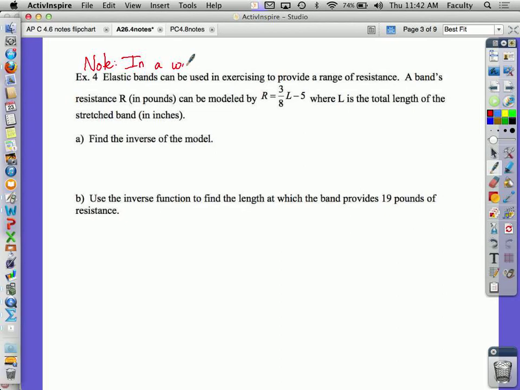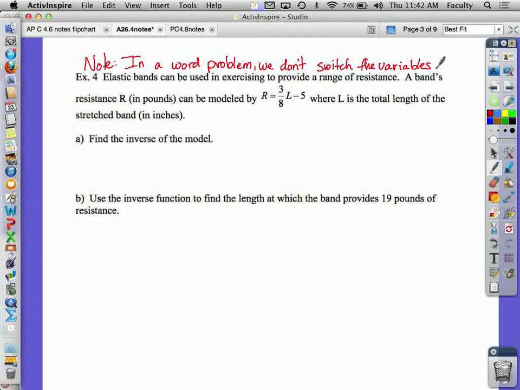In a word problem, we don't switch the variables when we find the inverse, okay? We don't switch the variables like we do just in general with lines or parabolas or whatever else we're dealing with. But what you are going to do is you're just going to solve for the other variable because it doesn't make sense. Like if we look at example four, it says elastic bands can be used in exercising to provide a range of resistance.